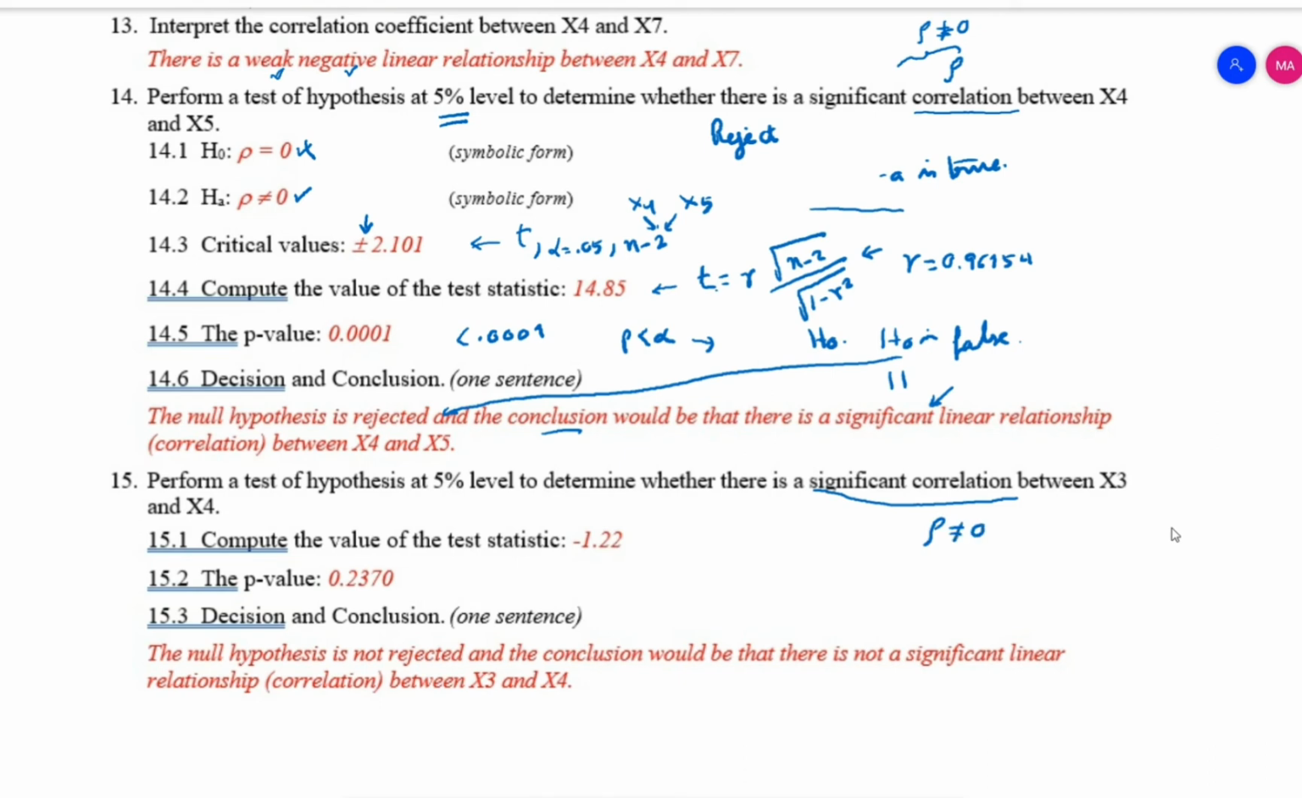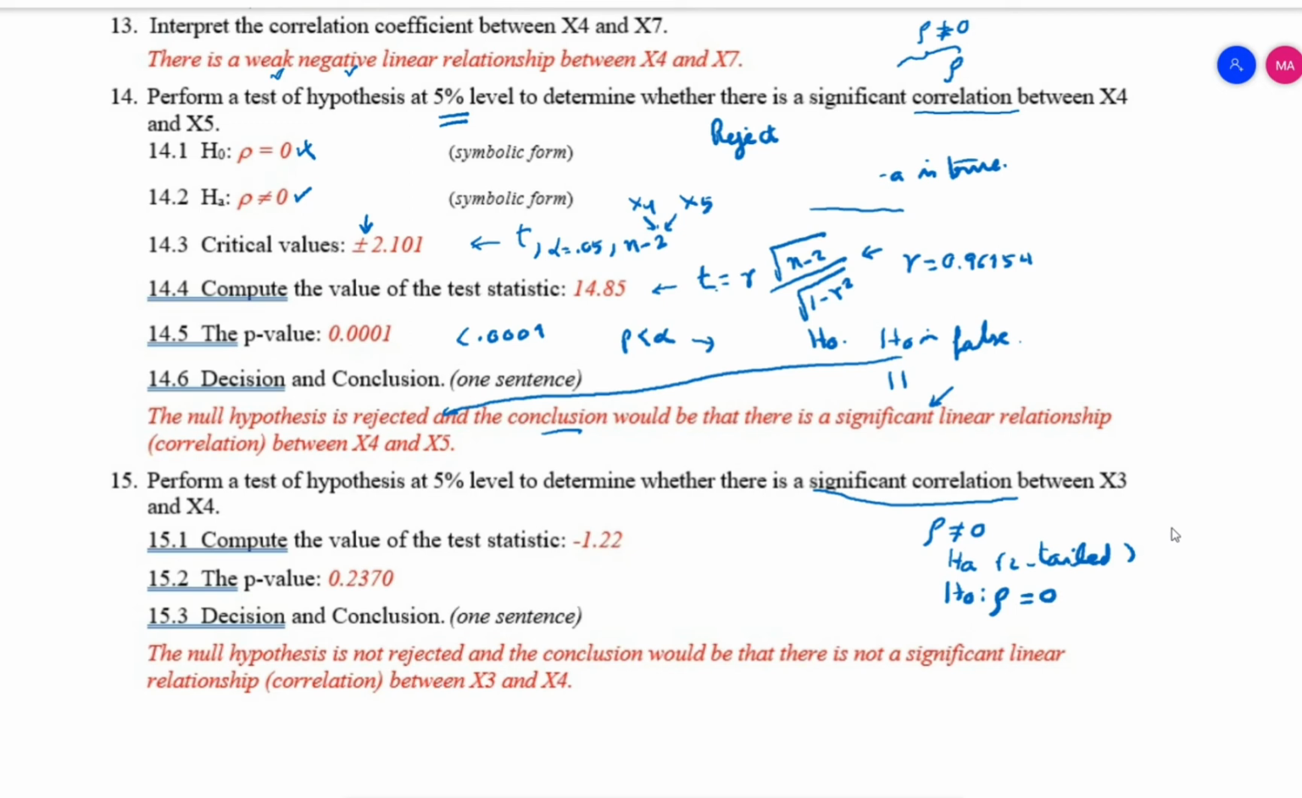Positive correlation is greater than zero. Negative correlation is less than zero. But this is correlation, so not zero. If you see not zero, that is HA, a two-tail test. It may be positive, it may be negative. HA accepts two tails. Therefore, H0 is rho is zero. Compute the test statistic.